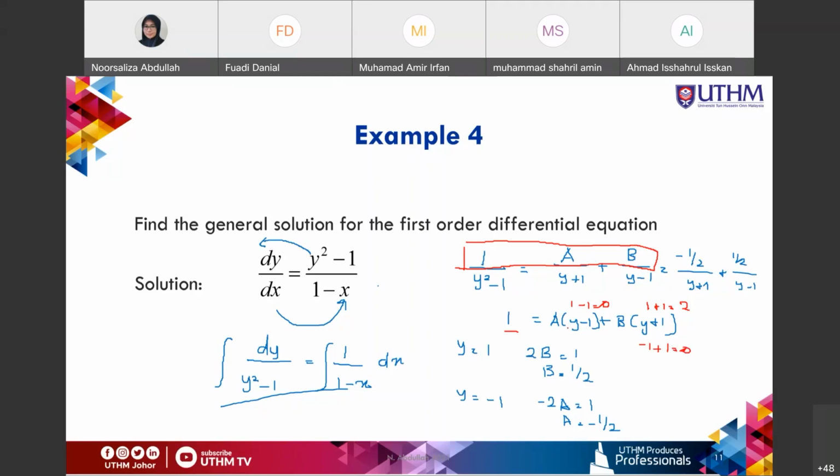Here, you replace y with minus 1, then you get minus 1, minus 1, minus 2a equals 1. Then you get a equals minus 1 over 2. You replace in this a and b. So what you get is minus 1 over 2 over y plus 1 plus 1 over 2 over y minus 1. Okay, faham?